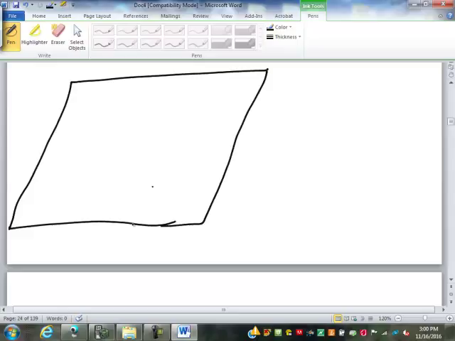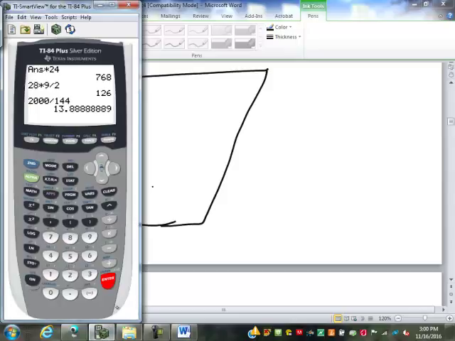So let's look at one a little bit more intense. Let's say that this is 1,200 feet. Over here, let's see here.